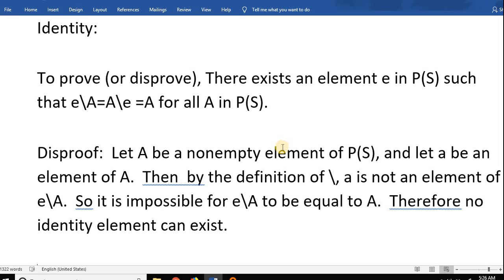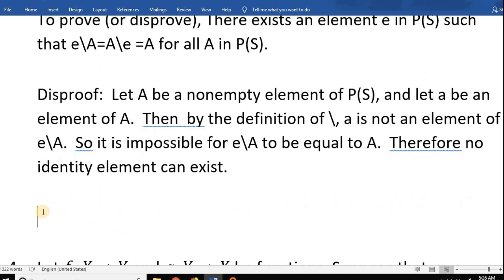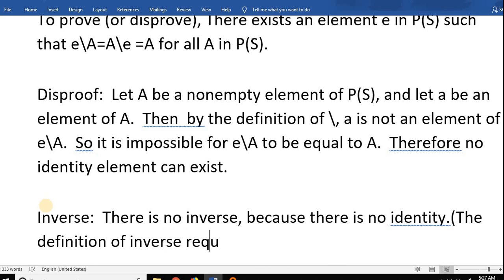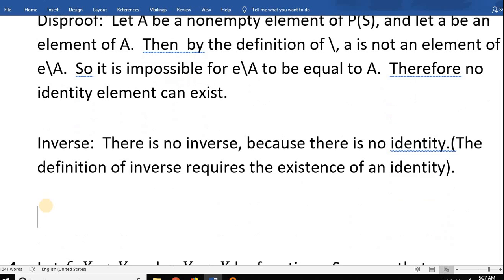Now, if you don't have any identity, you can't possibly have an inverse, because the inverse is an element that operates with another group element that gives the identity. So I can just say that there is no inverse because there's no identity. Okay. And I can just leave it at that. Okay. If you want to say a little bit more, I can say the definition of inverse requires the existence of an identity. Okay.